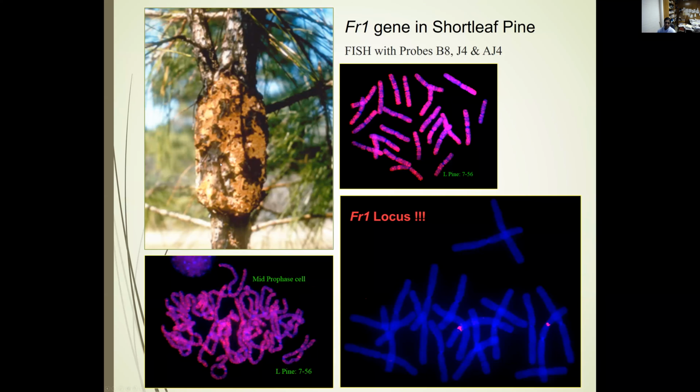Here, some work about pine. Our first target was to locate the FR gene in pine. Here is the fusiform rust in pine. It's a devastating disease. When we used that probe, we had an RFLP marker. When you use the individual probe or take all of these and put them on loblolly pine, it goes everywhere. But when you put it on shortleaf pine, it hybridizes on a pair of chromosomes.